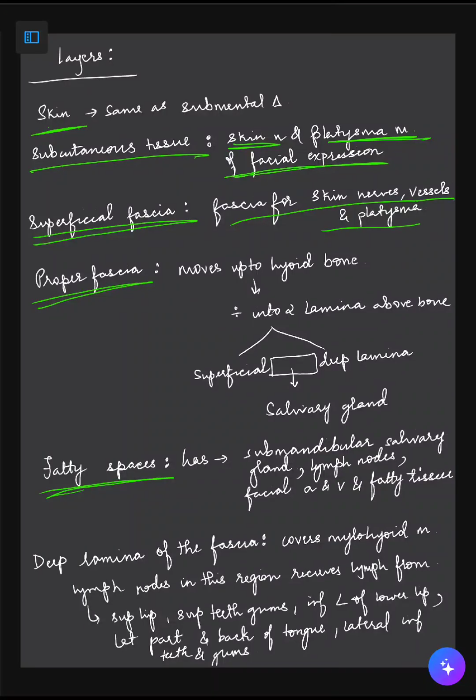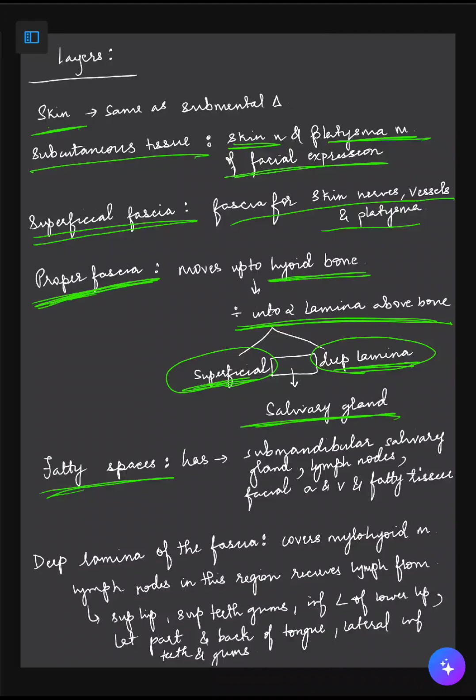Proper fascia. Now, this proper fascia moves up to the hyoid bone, and then it is divided into two laminae above the bone, which are the superficial and deep lamina. Between the superficial and deep lamina of the proper fascia, there is the salivary gland. Remember this. Where is the salivary gland situated? The proper fascia of the submandibular triangle moves to the hyoid bone and then divides into two, superficial and deep lamina. Between these, there is the salivary gland.